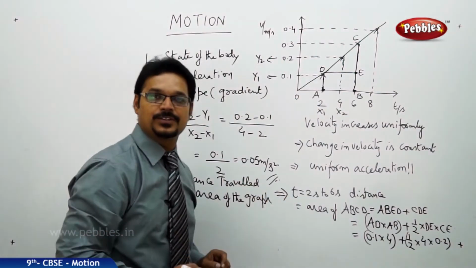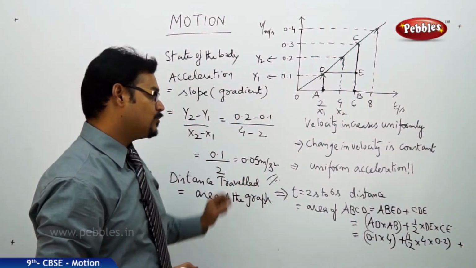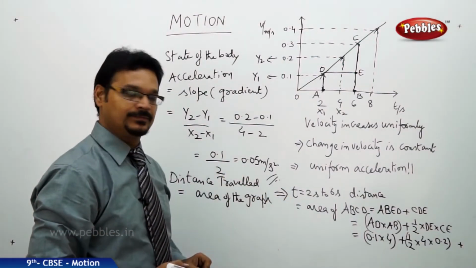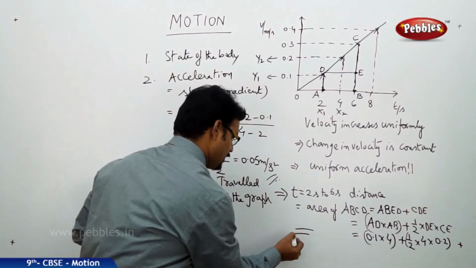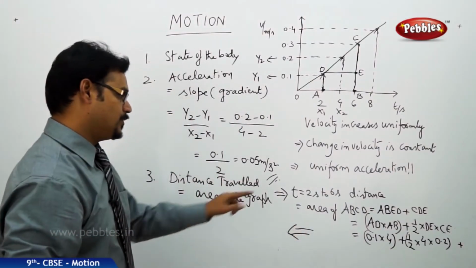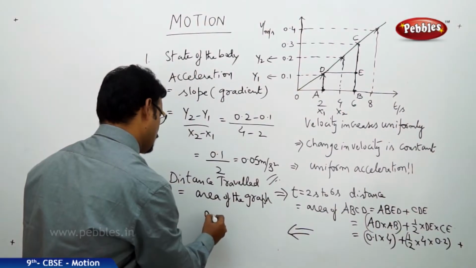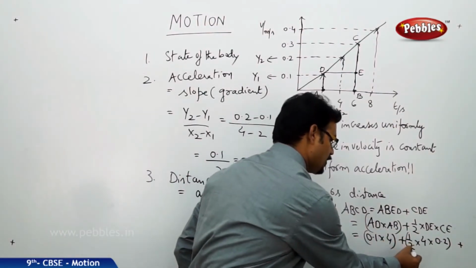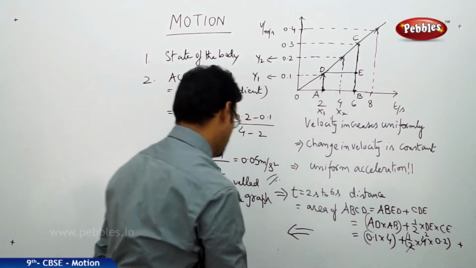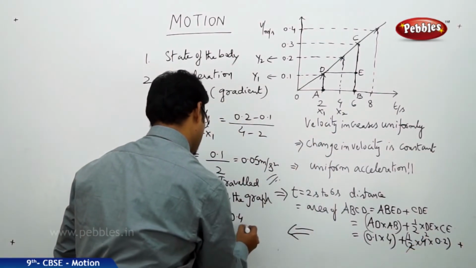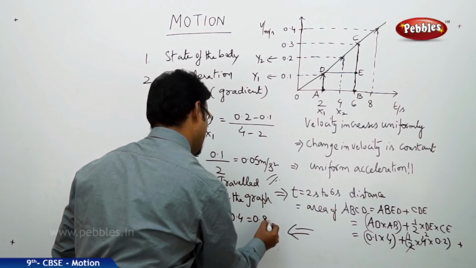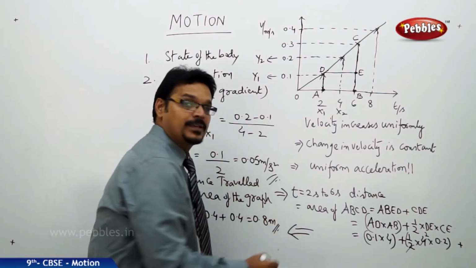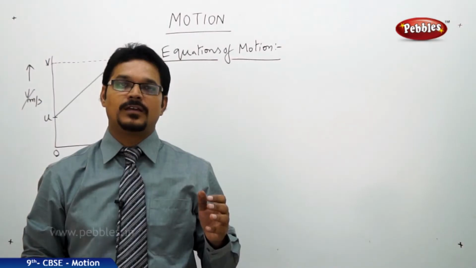This is the calculation. Now we need to solve to find the result. So let me do it here. What is the result? 0.1 into 4, 0.4, plus half into base, so 2, so this is 0.4. So the answer is 0.8 meters. That's the distance traveled by the body.